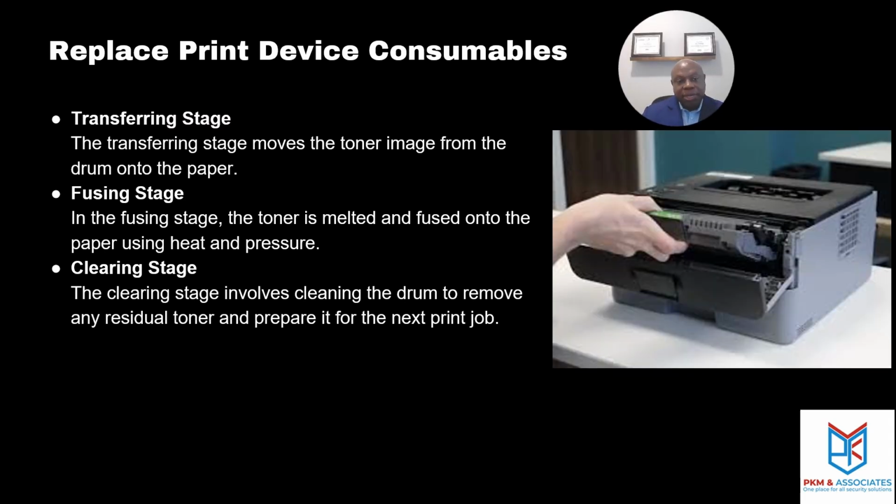So how do you replace it? Pretty straightforward, but again, I need to add in the other three components. I got ahead of myself. So you also have the transferring stage. The transferring stage moves the toner image from the drum onto the paper. You have the fusing stage. In the fusing stage, the toner is melted and fused onto the paper using heat and pressure. Then the cleaning stage involves cleaning the drum to remove any residual toner and prepare it for the next print job.